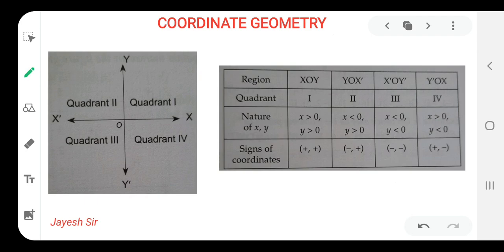Quadrant 1, it is talking about quadrant 1. Here we can say the values are positive, so I'm writing for myself that both the values are positive, that means plus comma plus. Similarly here the x coordinate is negative and the y coordinate is positive. Similarly for quadrant 3 both are negative. For quadrant 4 the value for the x axis is positive and the y axis is negative.